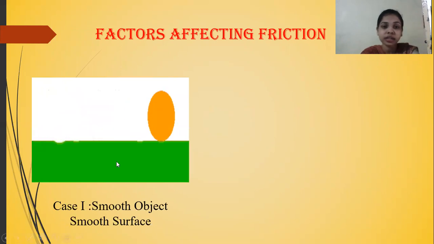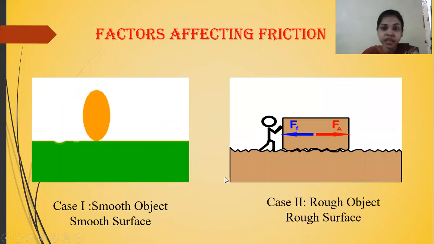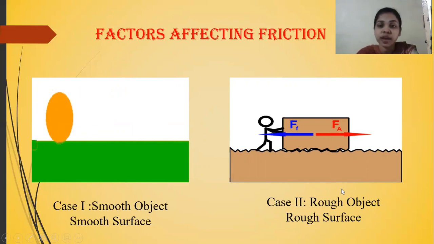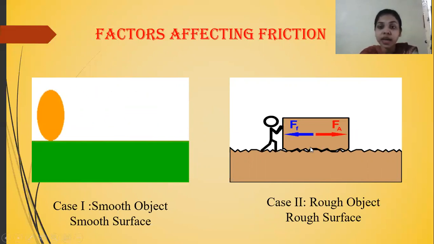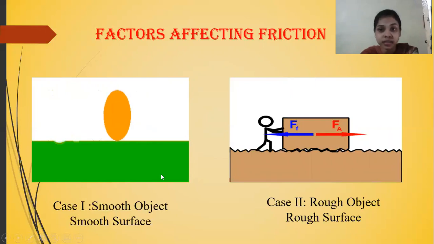In this one case, there is a smooth surface, and on that smooth surface, the object moving, whose surface is also smooth. Okay, means the smooth object moving on the smooth surface. And the second condition is there is a rough object which is moving on the rough surface. So the question is, who offers more friction? Of course, the rough surface offers more friction, right? Because the irregularities present on the rough surface are more, and the irregularities present on the smooth surface are less, right?